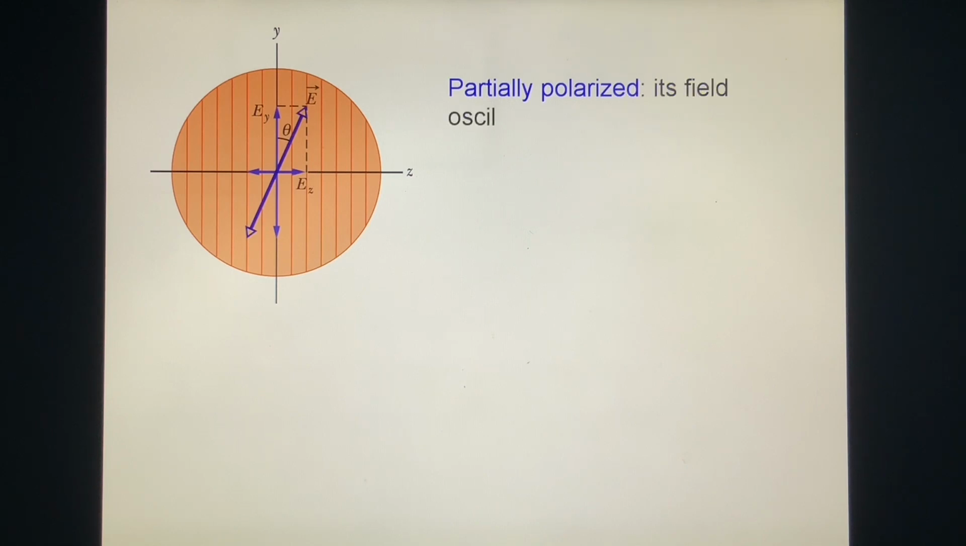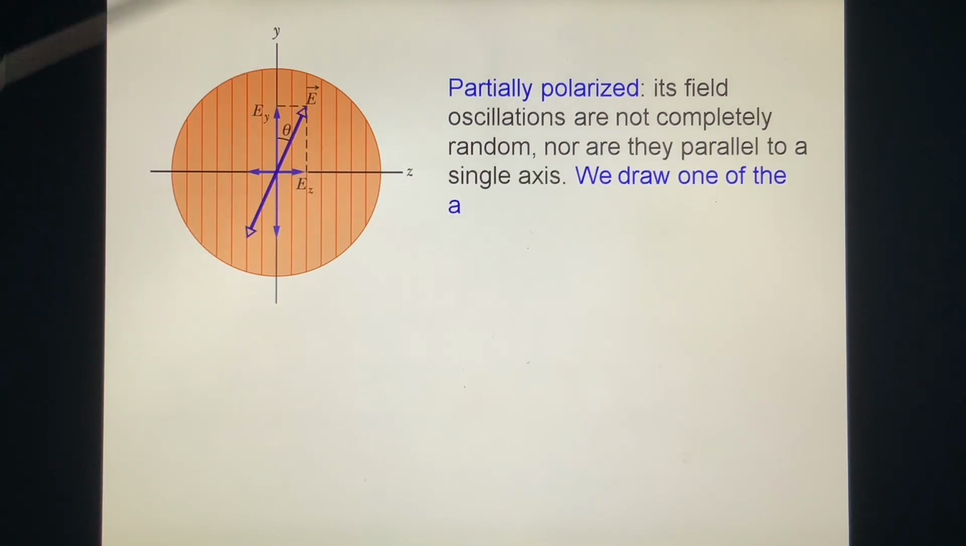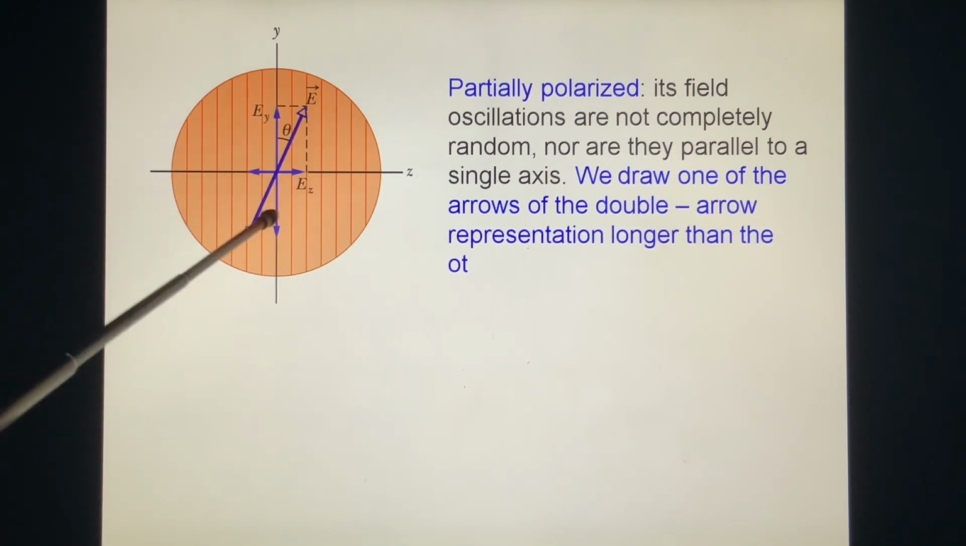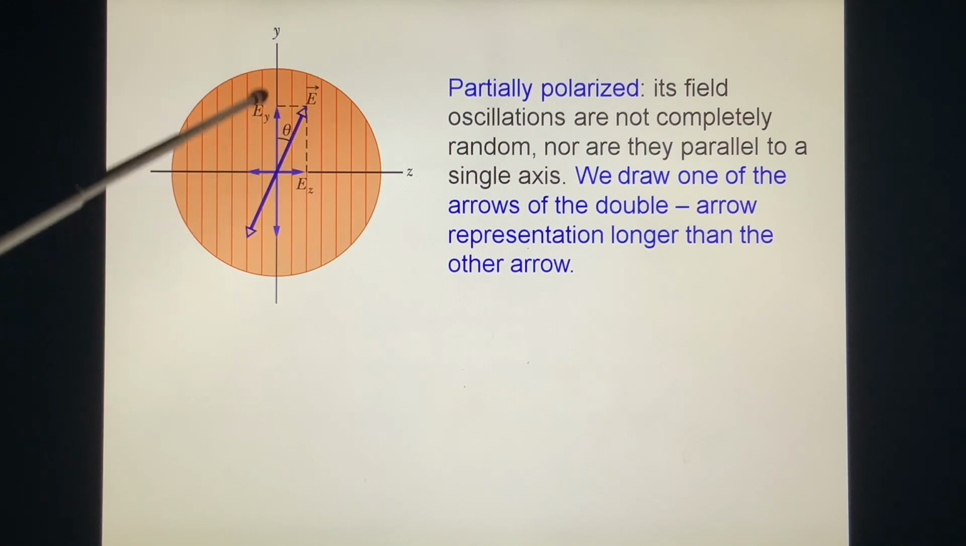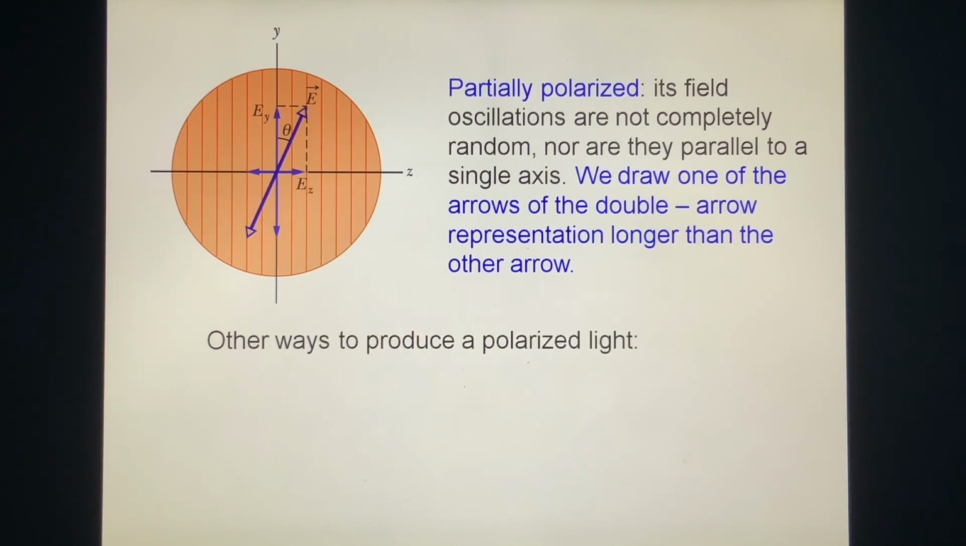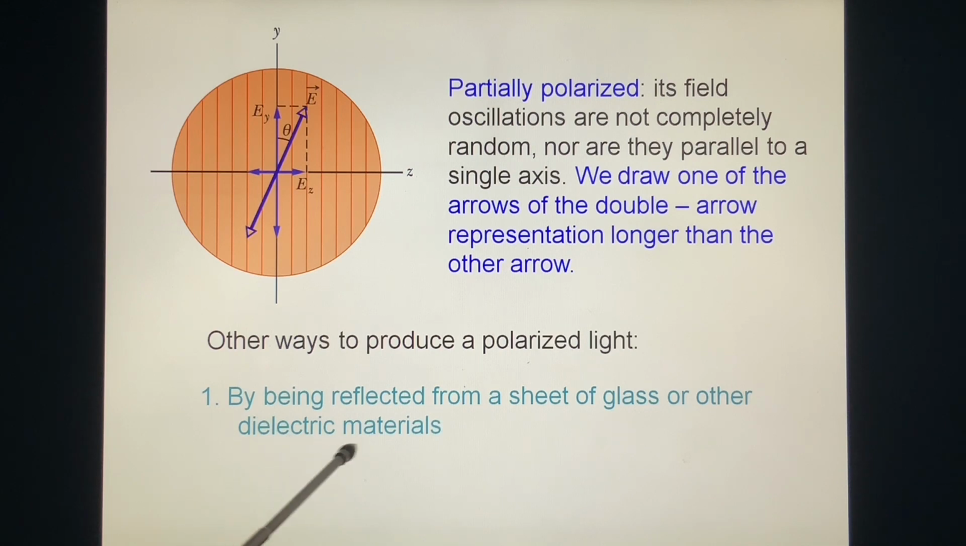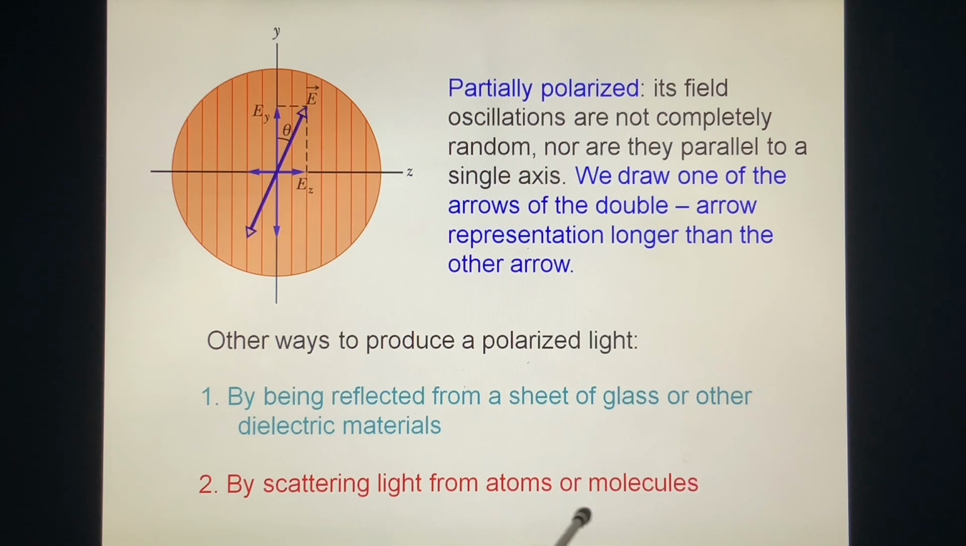Partially polarized: its field oscillations are not completely random, nor are they parallel to a single axis. We draw one of the arrows of the double arrow representation longer than the others. This one is longer than the other one, so it looks like this direction. Other ways to produce polarized light: one, by being reflected from a sheet of glass or other dielectric material; two, by scattering light from atoms or molecules.